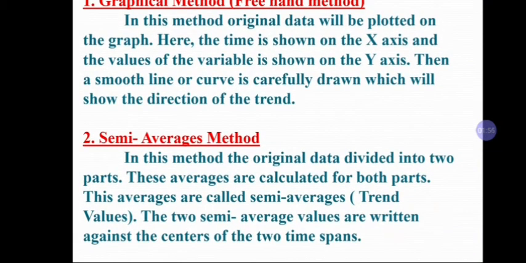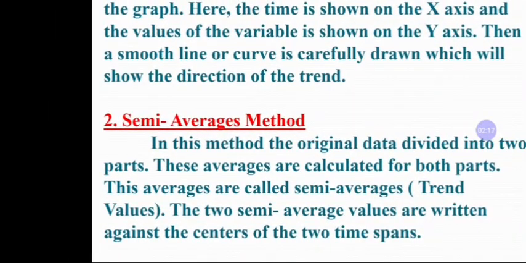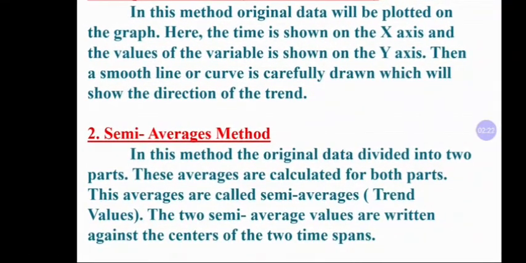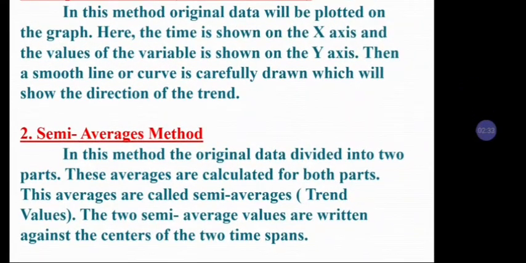Then next is the semi average method. In this method the original data is divided into two parts. The average is calculated for both parts. These averages are called semi average trend values. The two semi average values are written against the center of the two parts, between the two halves. While doing problems, you will understand this theory very carefully.